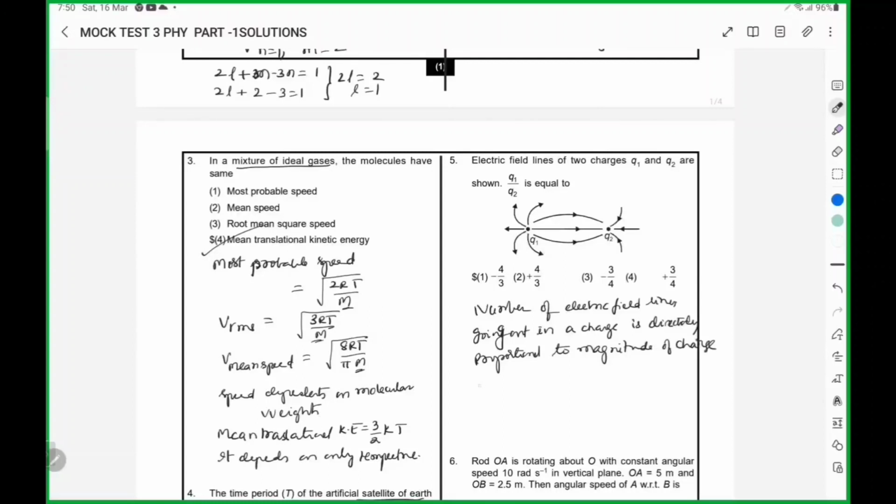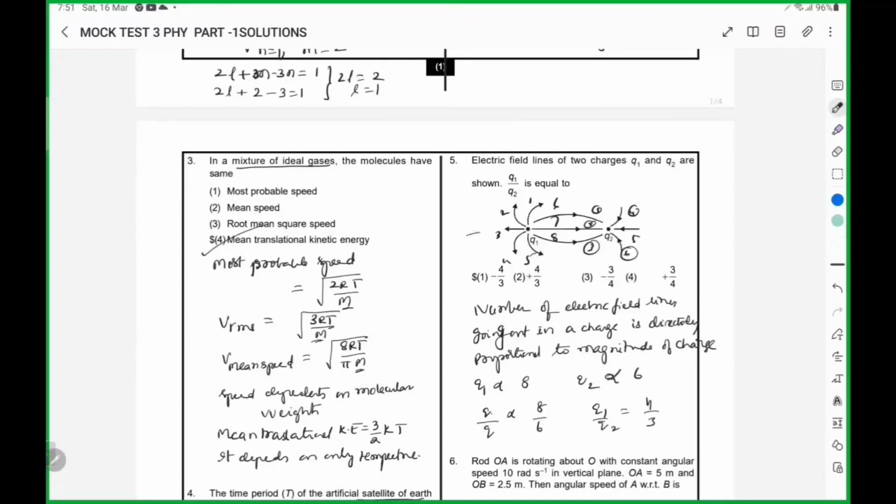Here, Q1 is directly proportional to the number of lines. How many lines? 1, 2, 3, 6, 7, 8 lines are leaving. Here at Q2, how many lines are coming? 3, 4, 5, 6 lines are terminating at Q2. But Q1 by Q2 is proportional to 8 by 6. That is, Q1 by Q2 is 4 by 3.